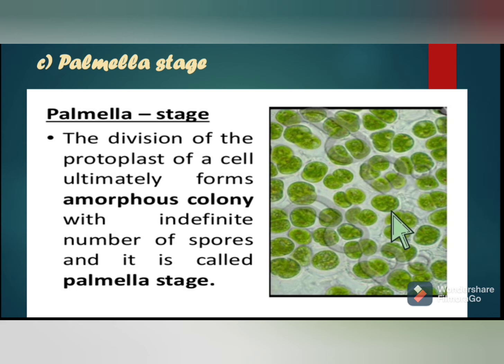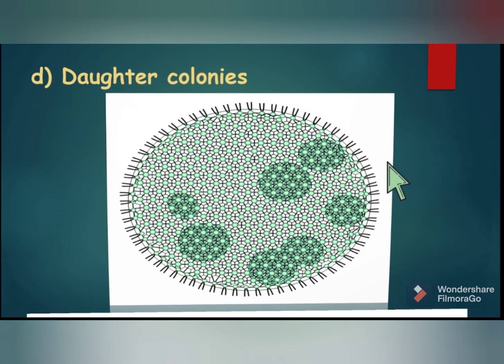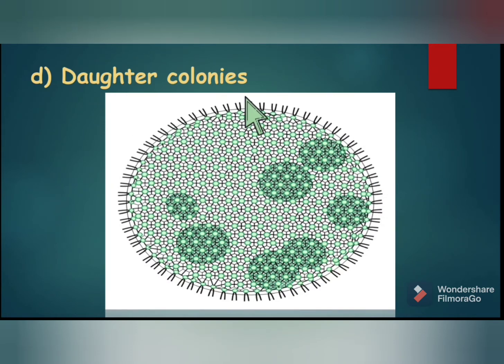But when the favorable condition approaches, that gelatinous matrix or envelope will dissolve, allowing the spores to develop into new individuals. So this gelatinous envelope acts as a protection during unfavorable condition, and it is usually found in Palmella and Chlamydomonas. Now the next type here we have is true daughter colonies.